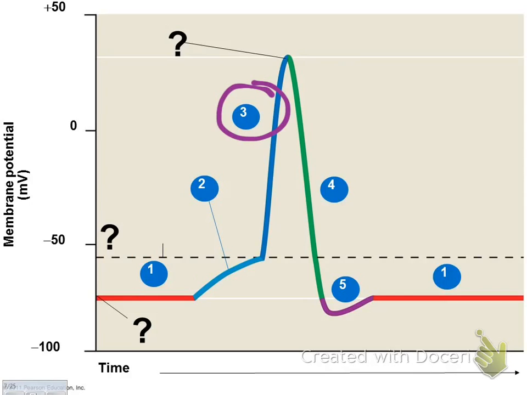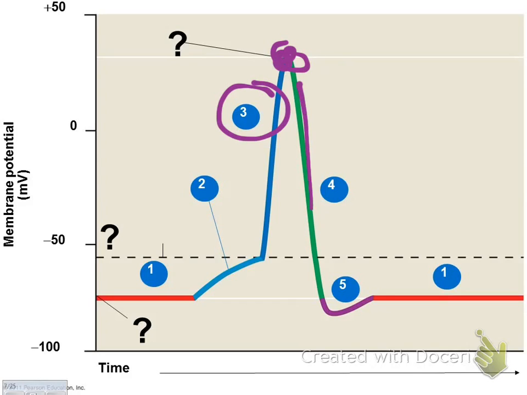Okay, number 3, what's going on? Depolarization. Sodium is where? It's going in. Sodium's going in through the ion channels. Okay, what would this be right here, the question mark? Action potential. Pop goes the weasel.